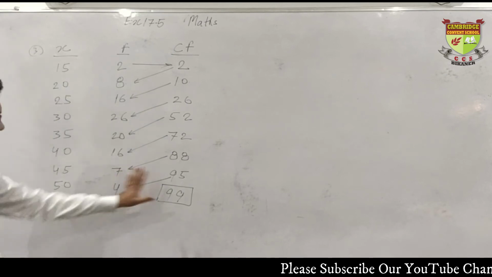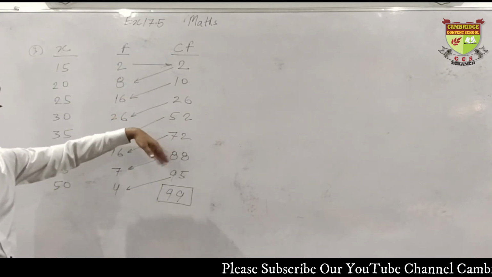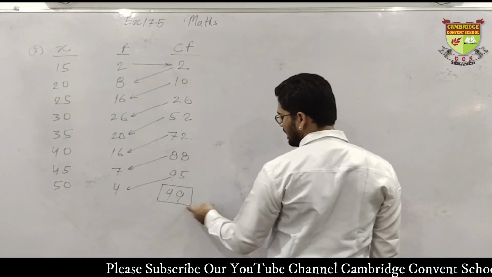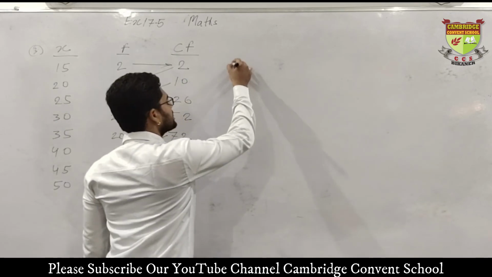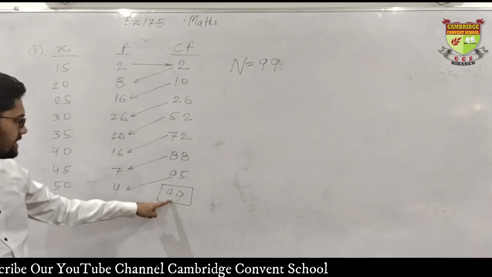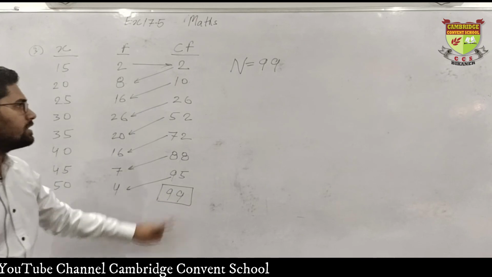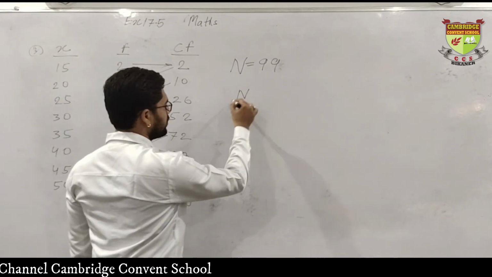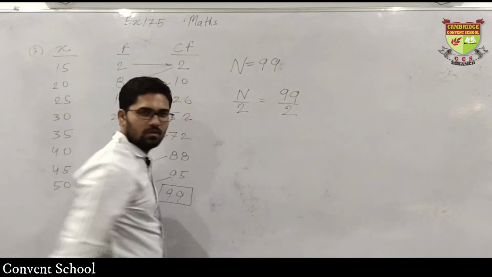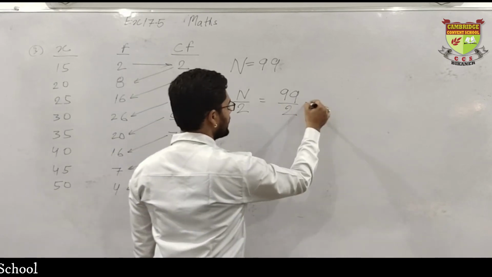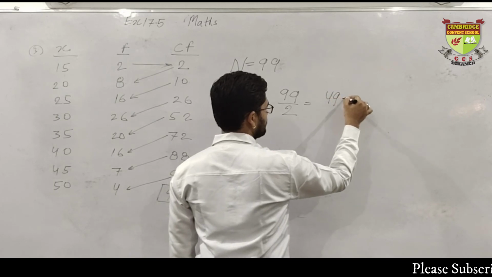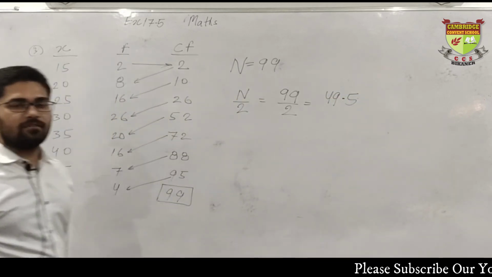Now what? We have added this in an inclined manner, in steps manner. Okay. Now what? The final number of the CF, the last number of CF, 99. This is known as capital N. Capital N is 99. Okay. This is capital N, 99. What will you do? You will do N upon 2. Divide this by 2. 99 upon 2. Done. Okay. What will you get when you divide this? When you divide this, you will get 49.5.